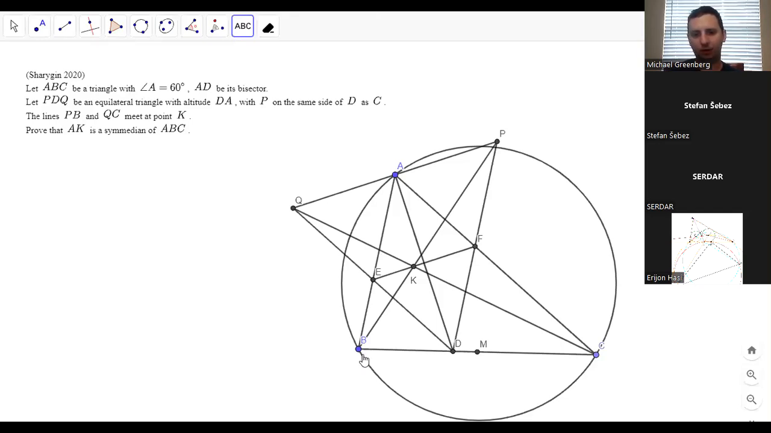Okay, and these are parallel. So is that what you're trying to prove with ratios, that these are parallel? Yeah.